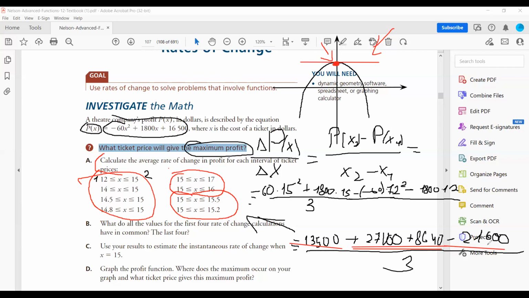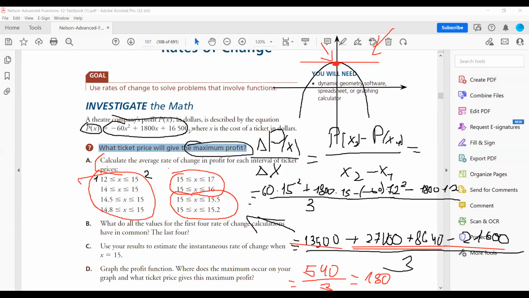And what we left behind was 540 divided by 3. 540 divided by 3 gives us 180. So this is an instantaneous rate of change for the interval from 12 to 15. X is the price of tickets in dollars, and profit is also described in dollars.